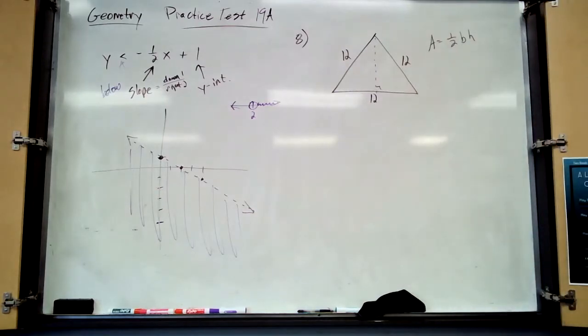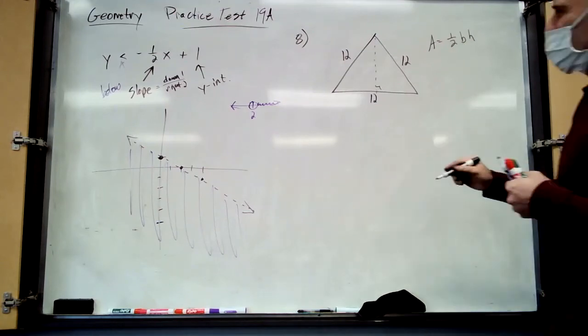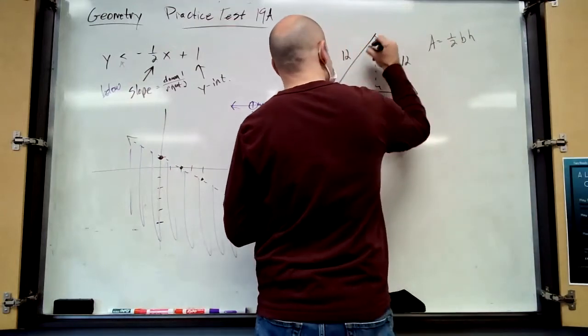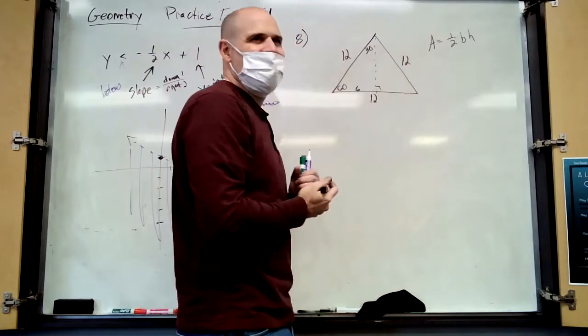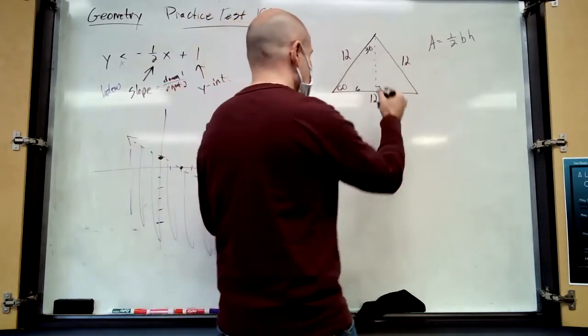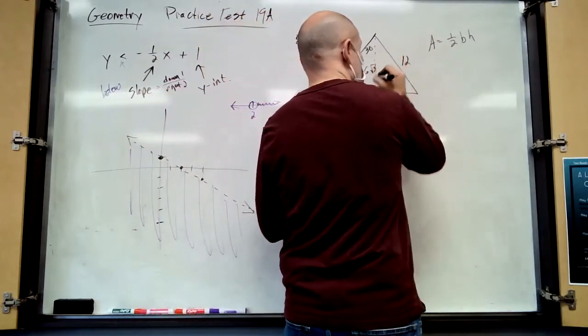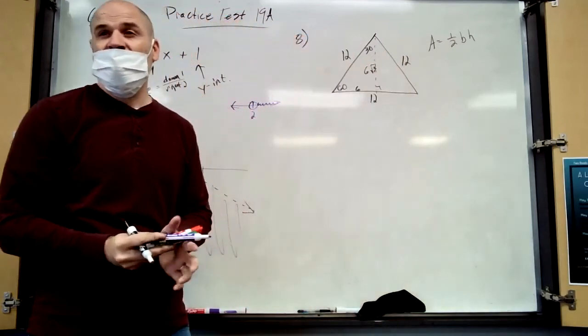You know the base is 6, and we know it's a 30, 60, 90 triangle. Yep, so this is a 30, 60, 90 triangle. So if this is 6, what's this going to be? 6 radical 3. Good job. That's the shortcut. But you can always use the Pythagorean theorem if you forget.